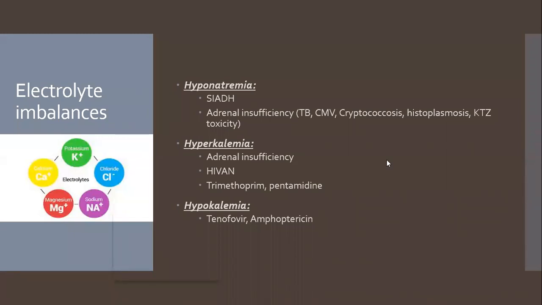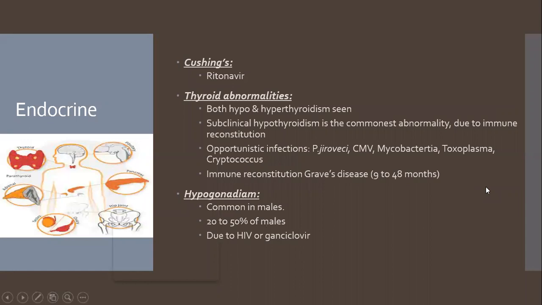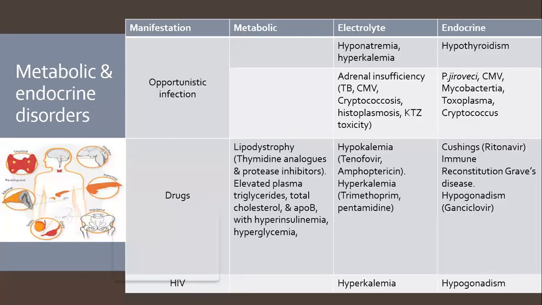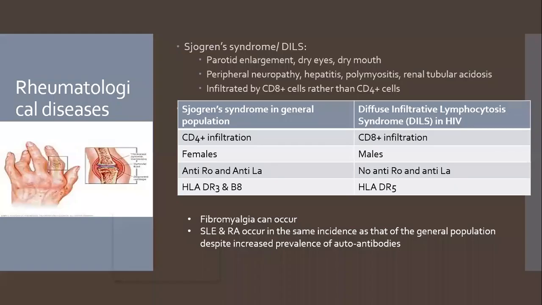You may not understand many of these electrolyte imbalances. Just know that hyponatremia may be due to adrenal insufficiency in tuberculosis. Hyperkalemia occurs due to HIV associated nephropathy or due to some drugs. Hypokalemia is definitely due to drugs. I'm not going to deal with this in depth. Regarding endocrine, hypothyroidism, hyperthyroidism, Cushing's disease, all these can occur. Need not remember all these things.